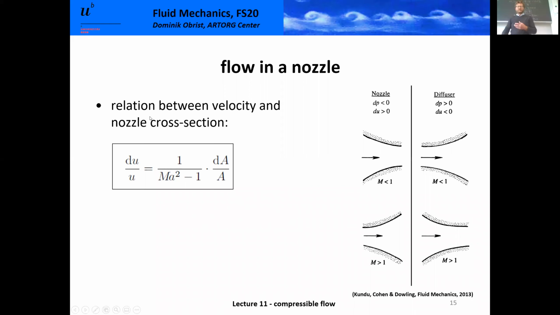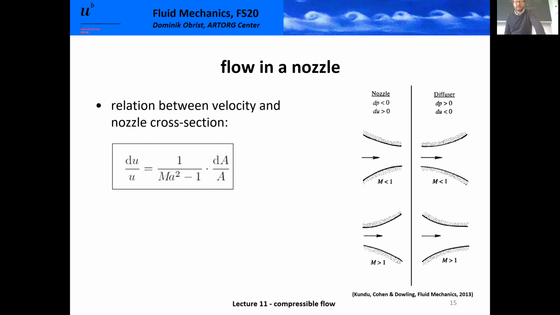So here we have this formula again, the one we just derived on a blackboard. And on the right, you have this schematic, which shows you 4 different situations. The top 2 are converging nozzles. Top left is converging, top right is diverging, and both for a subsonic flow. And there, everything is as we expected.